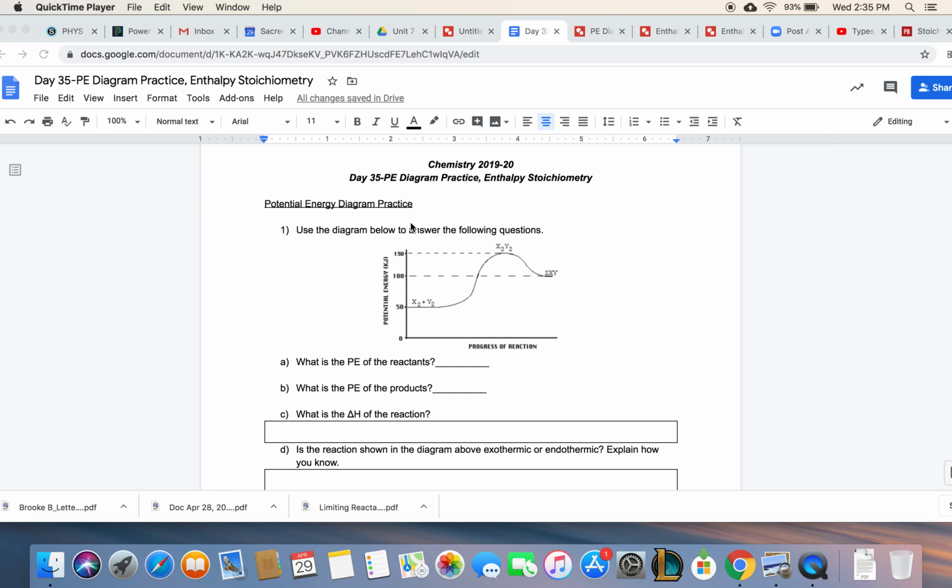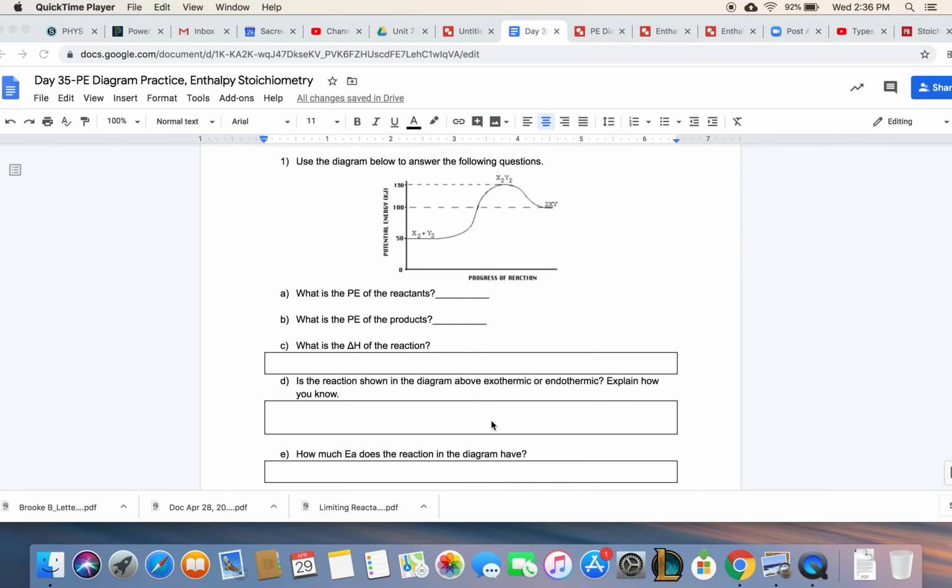I'm here to provide a short video tutorial for number 2 in the potential energy diagram practice. This is the first section of your day 35 classwork assignment. The purpose of the first half is to review what you did in the day 34 classwork assignment, where we started to analyze these potential energy diagrams in more depth. And just to remind you, these are ways to visualize the energy changes that occur in both exothermic and endothermic chemical reactions. It's basically just a way for us to track the changes that happen while a reaction progresses from reactants to products. So here we go.